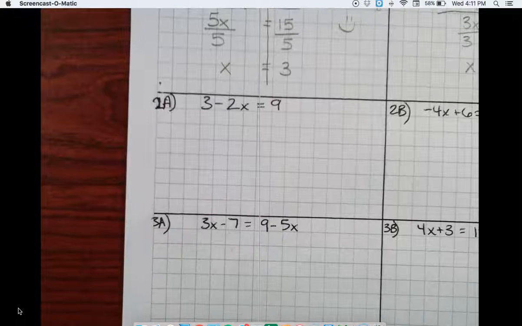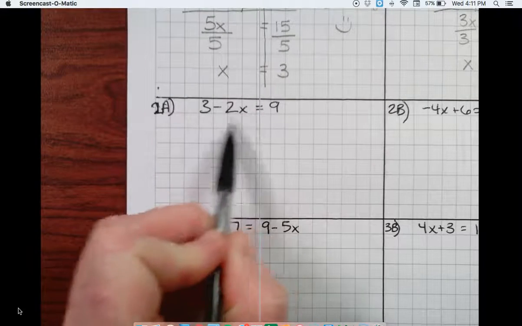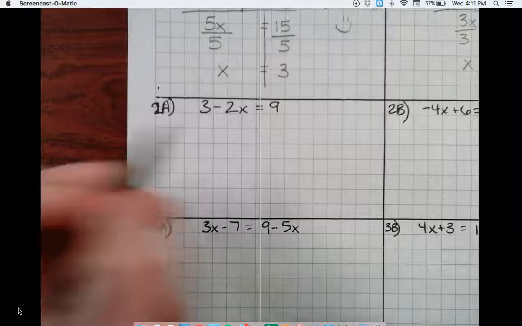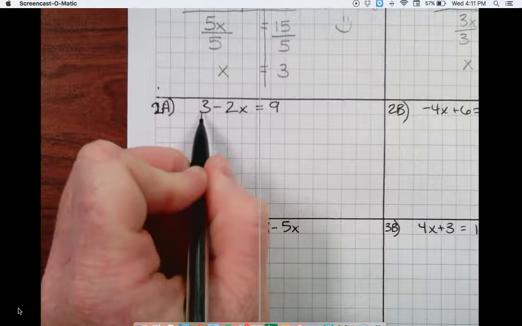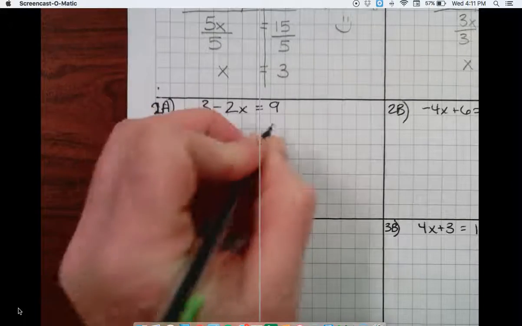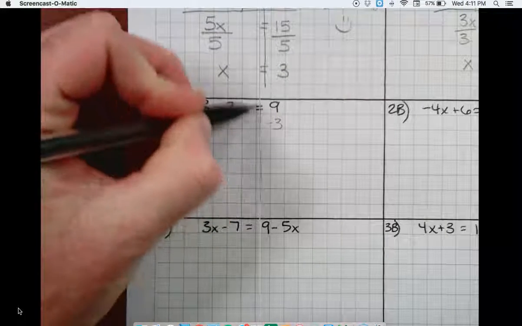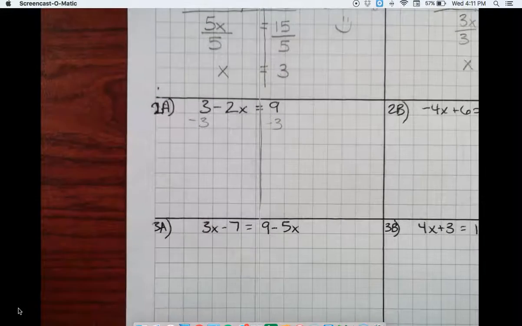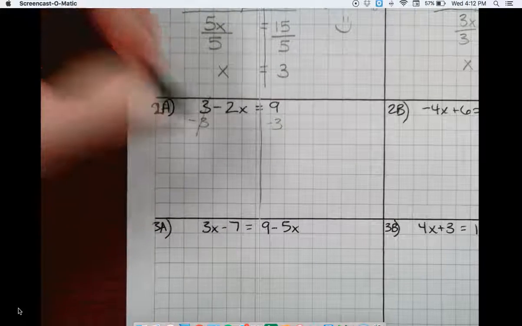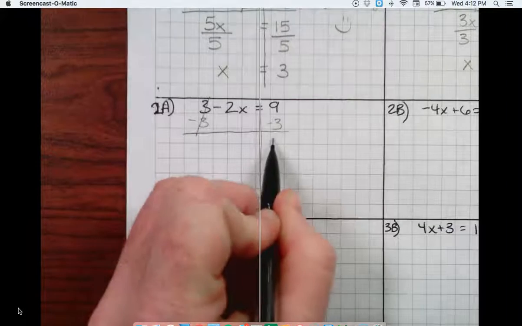Now, we're going to come down here to 2a. All right, same steps. Is there anything to simplify? No, there isn't. So we need to try to get this by itself on one side, the variable. So I have 3. This is a positive 3. So to get rid of that, we're going to subtract 3. Need to do it to both sides. I'm going to go ahead and draw my line. 3 minus 3 gets eliminated. 9 minus 3 is 6.